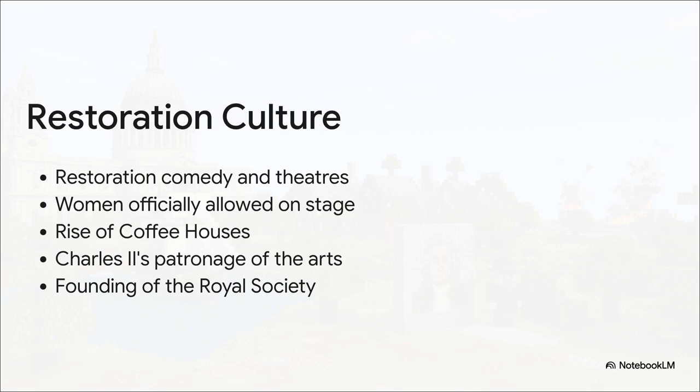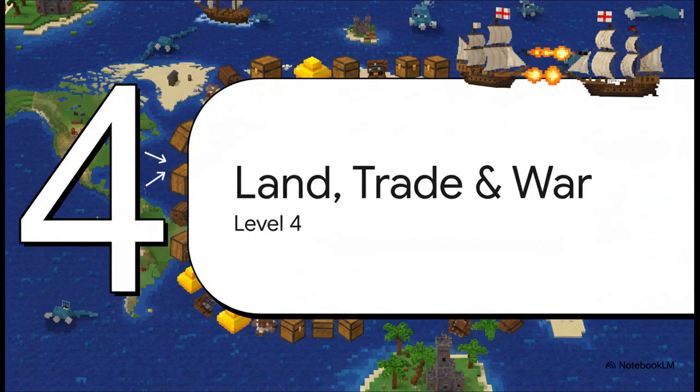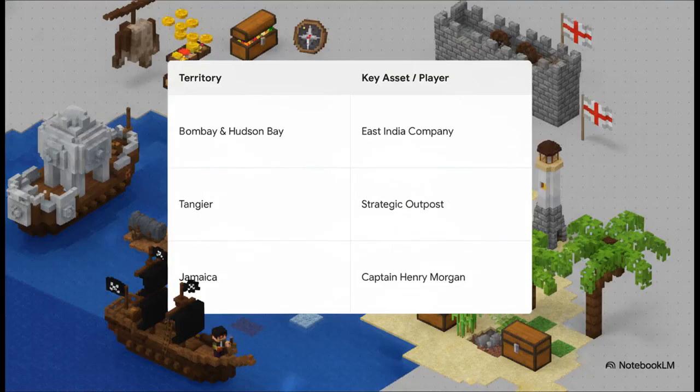He officially chartered the Royal Society, bringing all these brilliant minds together to figure out how the world actually worked through real observation and experiment. Absolute game changer. All right, leveling up to level 4, land, trade, and war. Think of this next part as a perfect mental cheat sheet for your revision. Let's map out exactly which new territories the English claimed and the key players generating all the wealth there.